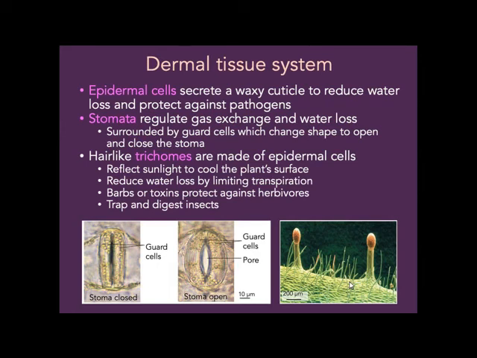It can reduce water loss by limiting transpiration. As water is leaving the plant, the layer of hair holds onto the water so that there's a moist environment where the stomata are. Sometimes there are barbs or toxins to get herbivores. And in cases like a honeydew plant, there's sticky stuff in them to trap and digest insects.